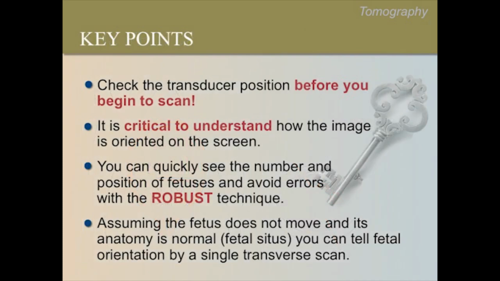Let's review key points. Check the transducer position before you begin to scan. It is critical to understand how the image is oriented on the screen. You can quickly see the number and position of fetuses and avoid errors with the robust technique. Assuming the fetus does not move and the anatomy is normal, which means normal fetal situs, you can determine fetal lie and presentation by a single transverse scan.